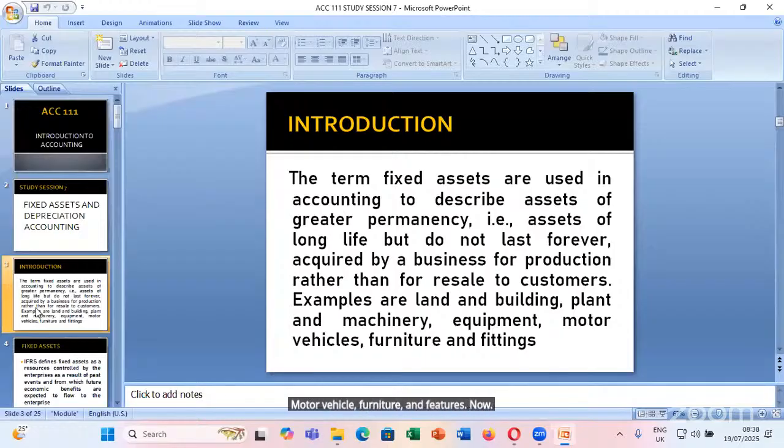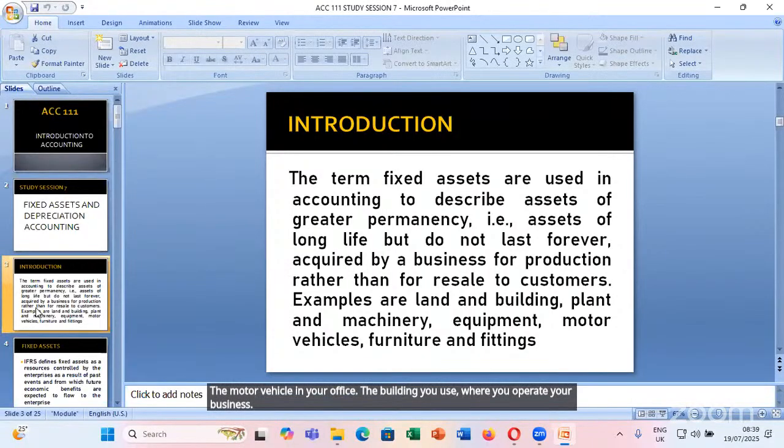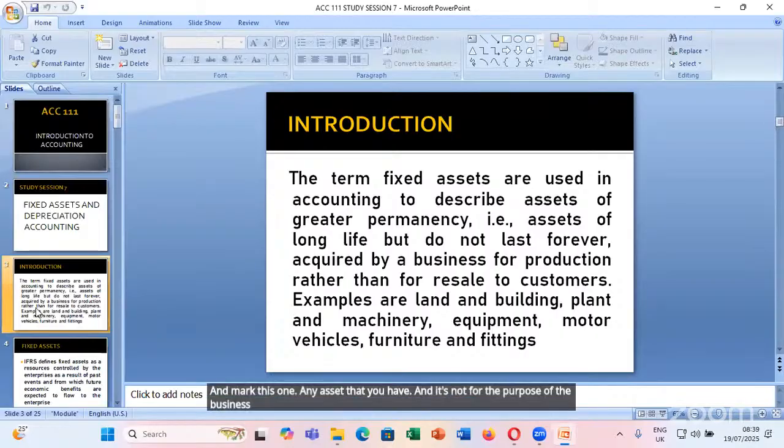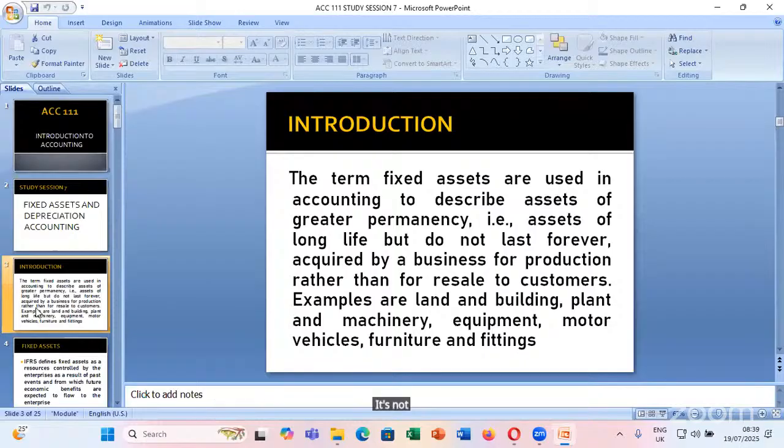There is no way you will not have furniture in your office, the machine you are using in your office, the motor vehicle in your office, and the building where you operate your business. All of these are fixed assets. They are assets that you use during the course of business. And mark this one: any asset that you have that is not for the purpose of the business is not called a fixed asset. Is that taken? Do you understand that now?